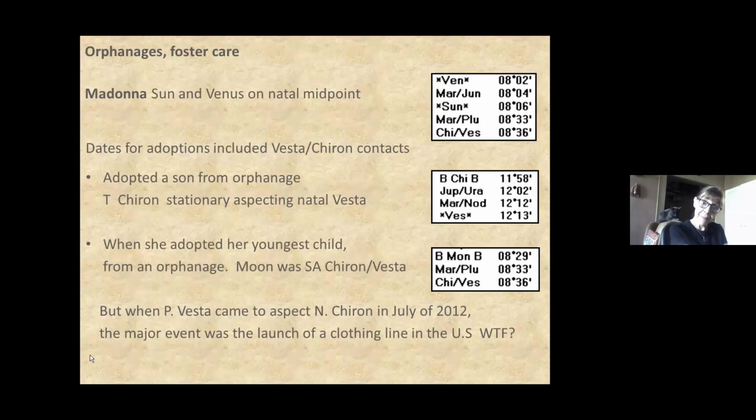But when progressed Vesta came to aspect natal Chiron, the major event was the launch of a clothing line. Now, there's either something we don't know about her life at that time, or WTF, it corresponded with the launch of a clothing line.